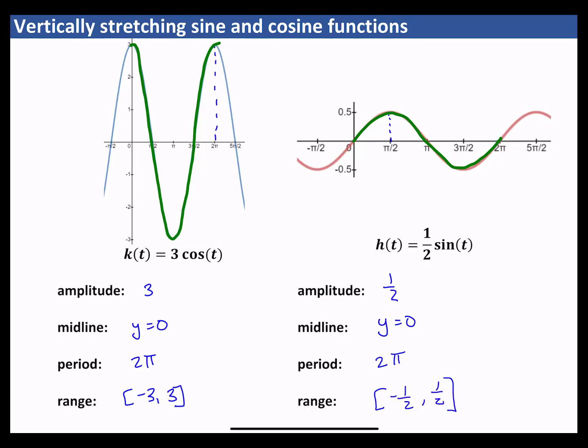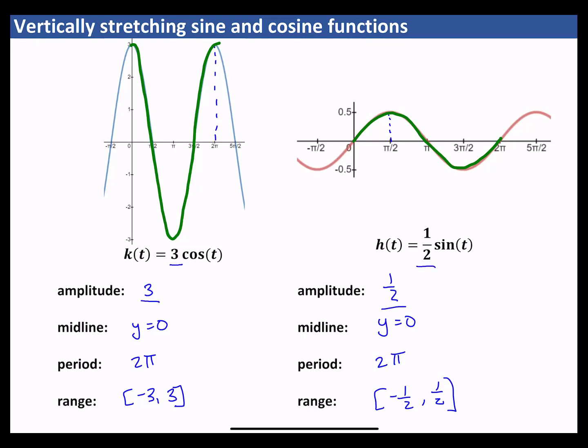If we compare the properties of these graphs to those of cosine of t and sine of t, we notice that vertically stretching the sine and cosine functions affected the amplitude and range of the graphs. Specifically, the factor by which the functions are vertically stretched is equal to the amplitude, and this impacts the range of the function as well.